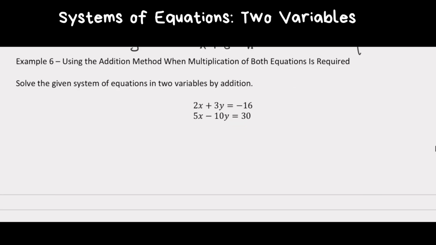Okay, addition method, but currently nothing eliminates when I add. So I'm going to multiply.